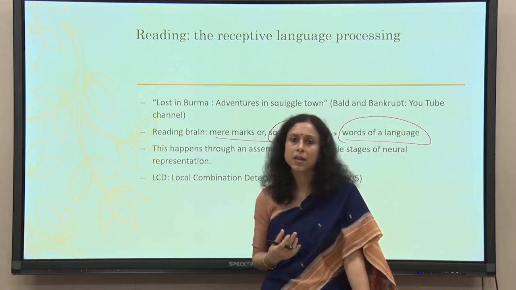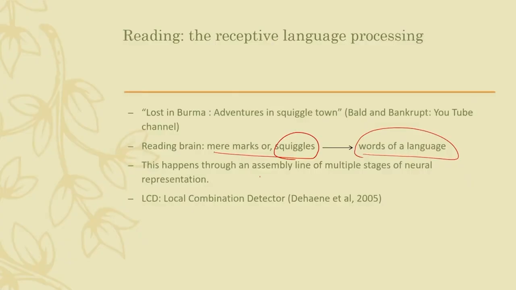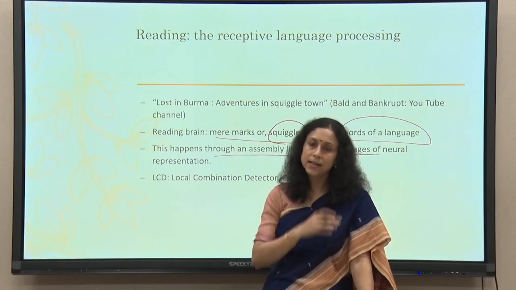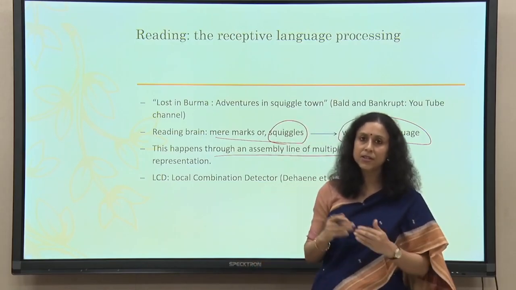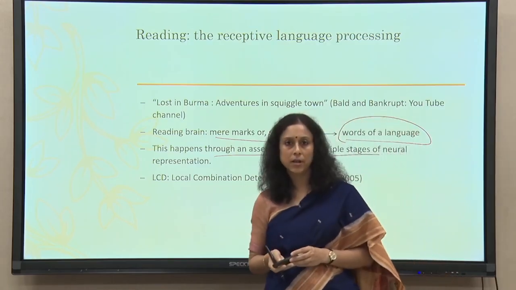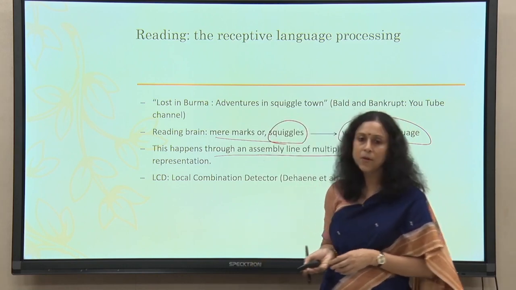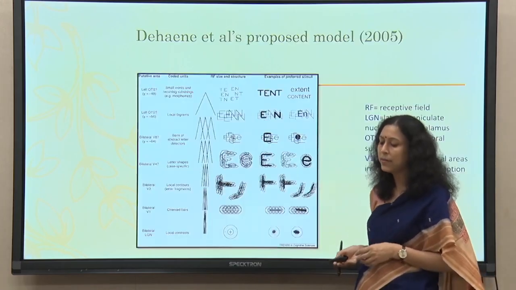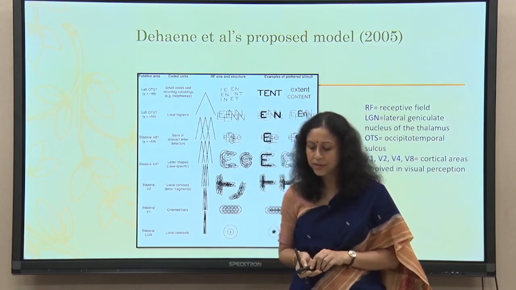So, how does it happen? The languages that we know, the familiar languages, are read, and this reading happens through an assembly line of multiple stages of neural representation. It is not a simple process. Again, there is almost like an assembly line of various processes, neural representations and their processes. One of the most well known and well accepted models for this process is the LCD model, the local combination detector model by Dehaene et al.